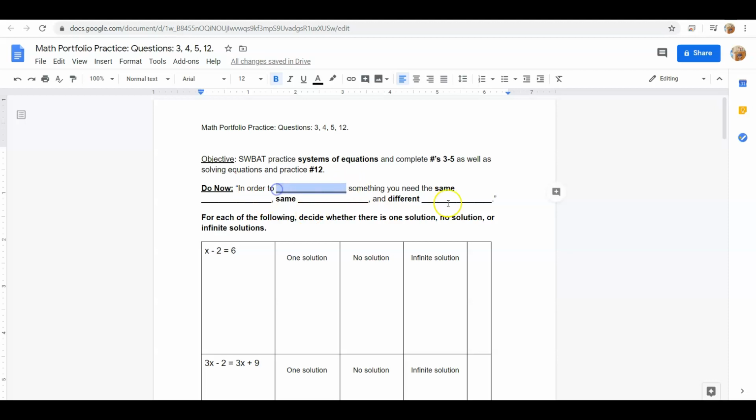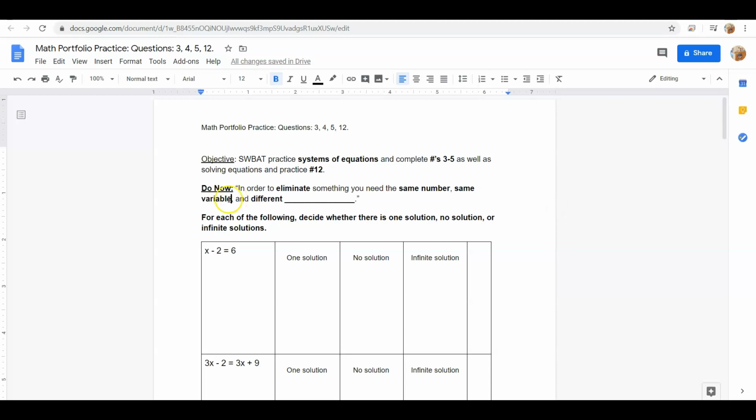It reads, in order to, and the word I want you to put there is eliminate. I'm going to put it there in bold. It's my way of annotating this. So in order to eliminate, which means getting rid of something, you need the same, I want you to put this word in here, you need the same number. You need to have the same variable.